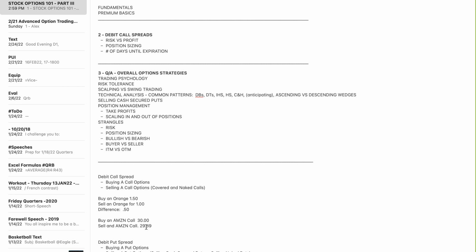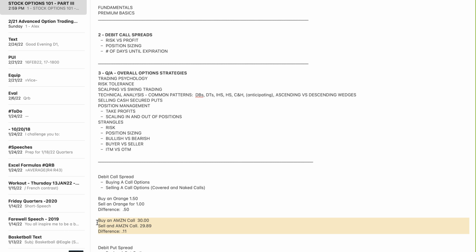And selling that Amazon call would net $2,989. So what would be the spread between that? Well, it would just be the difference, which would equate to 11 cents, which would equate to $11 a spread, right? Because we're talking about options here, right?